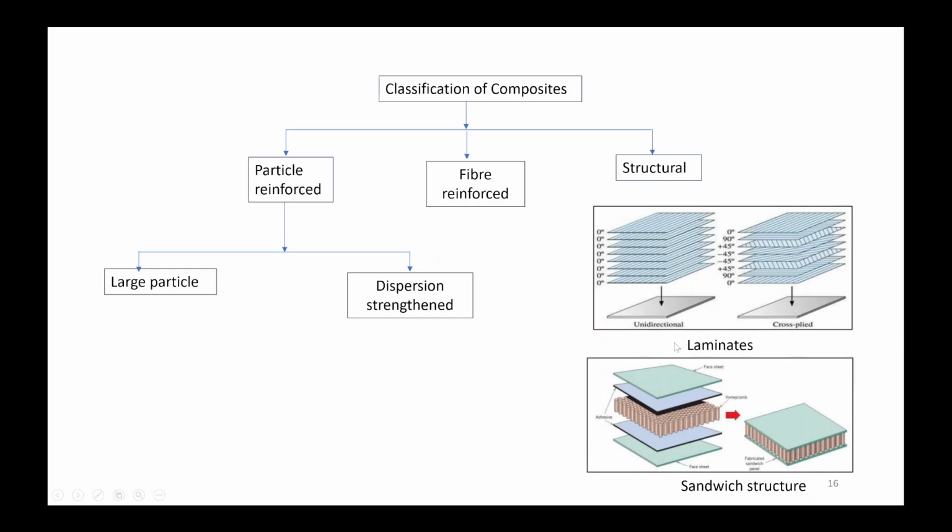Structural will be of two types. These can be laminates, where different sheets with different orientations will be made into a laminate structure. It can be a sandwich structure, in which two different sheets sandwich something, some foam-like structure or honeycomb structure, which will provide it low density.